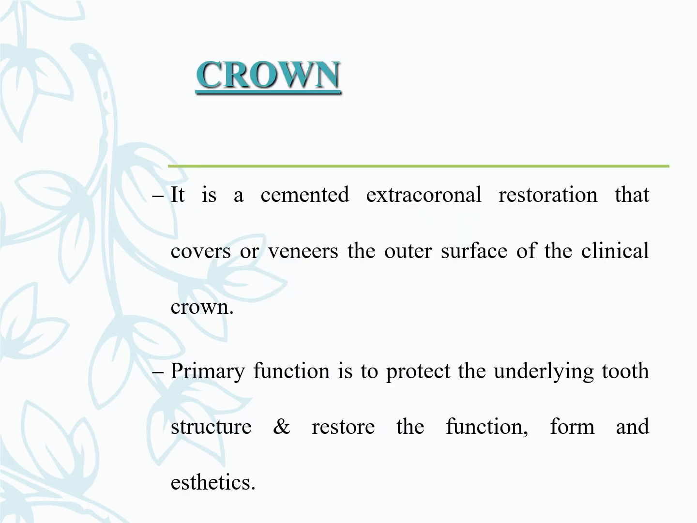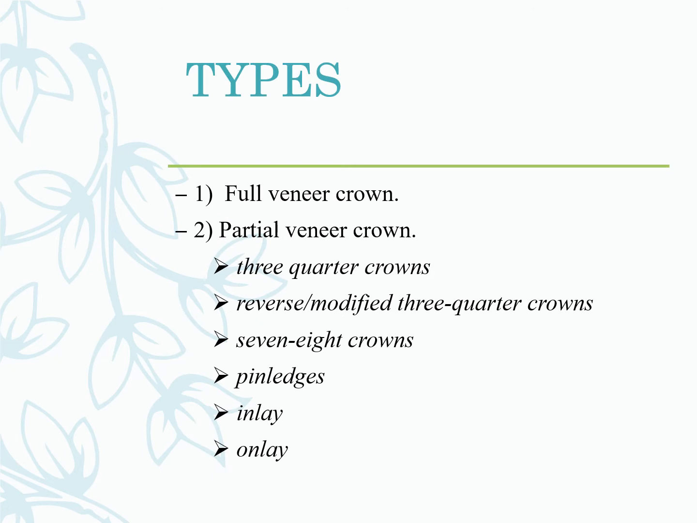Crown is a cemented extracoronal restoration that covers or veneers the outer surface of the clinical crown or your prepared tooth, right? The primary function of a crown is to protect the underlying natural tooth structure and restore the form, function and aesthetics. All the three have to be fulfilled or satisfied by the crown. Only then it is useful, right?